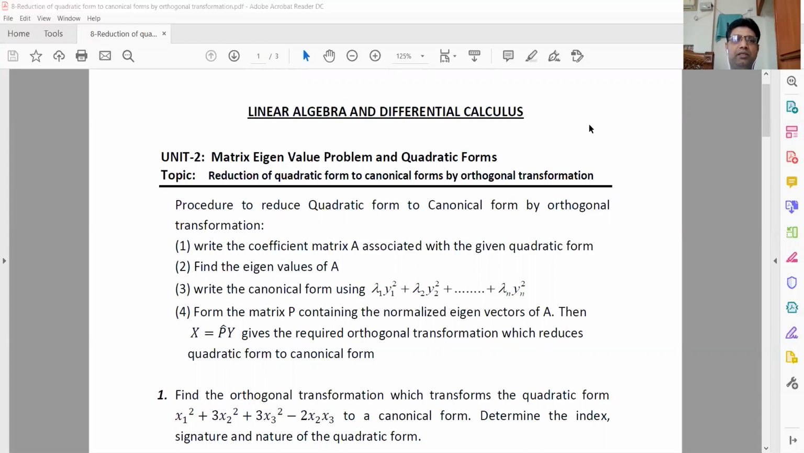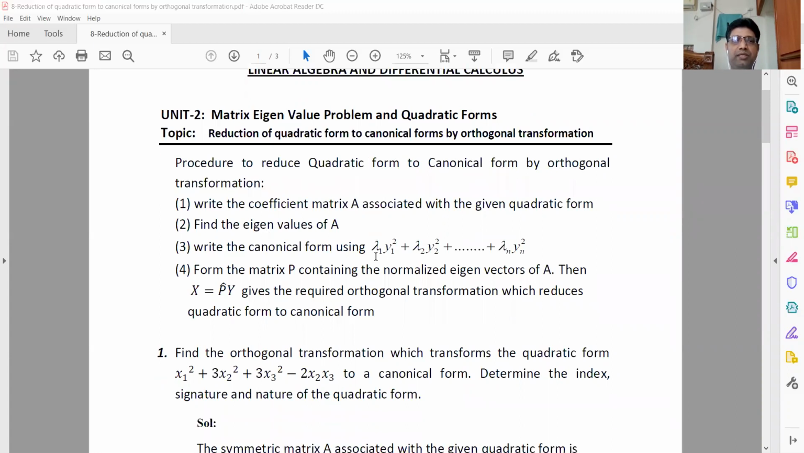So here, to reduce the quadratic form to canonical form, which we already discussed, it is also known as sum of the squares form or normal form or principal axis form. To reduce the quadratic form to canonical form by using orthogonal transformation, this is the procedure we have to follow. So what is the procedure here?